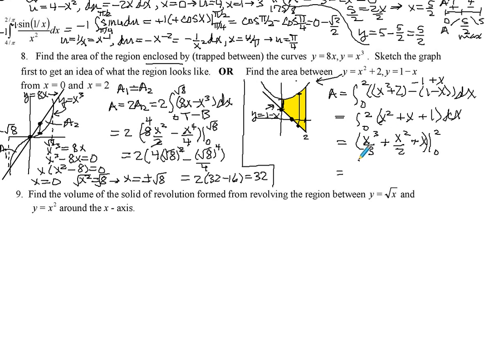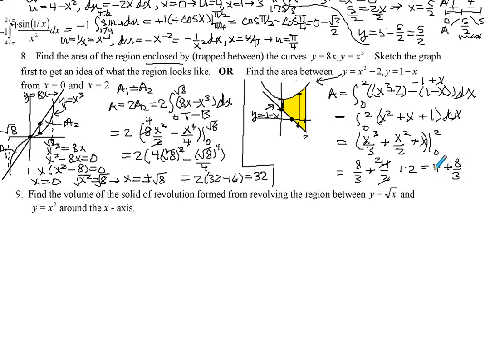2 cubed is going to be 8 thirds. Plus, plug in the 2 here. 2 squared is going to be 4 halves. And then plus, plug in the 2 here, 2. And let's see, 2 goes into 4 twice. So this is 4 plus 8 thirds. 2 and 2 here is 4 and 8 thirds.